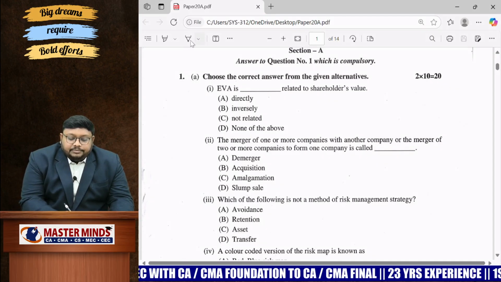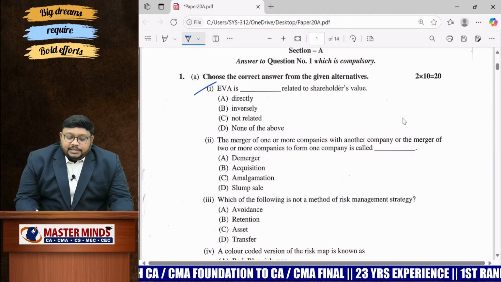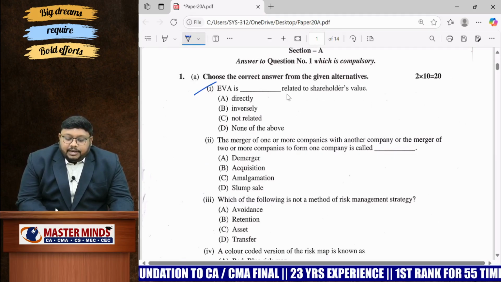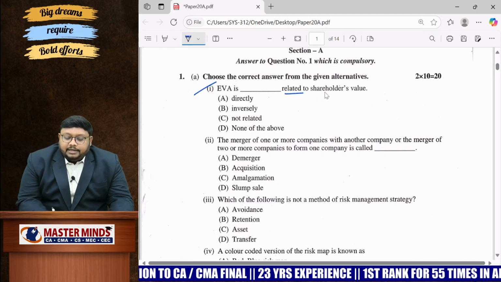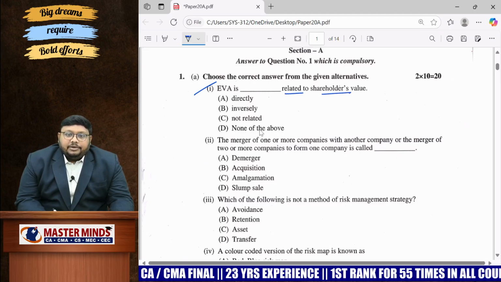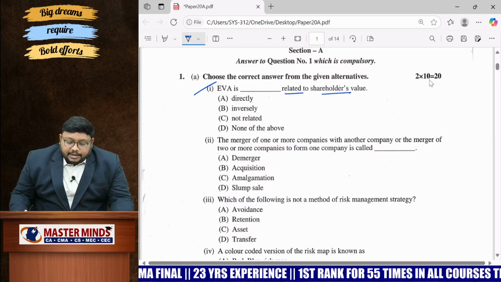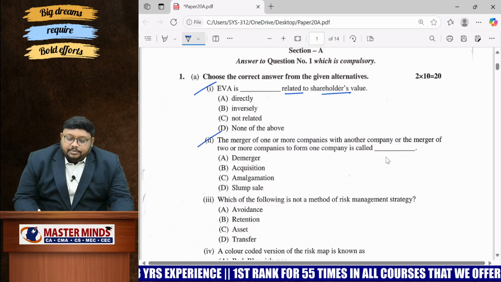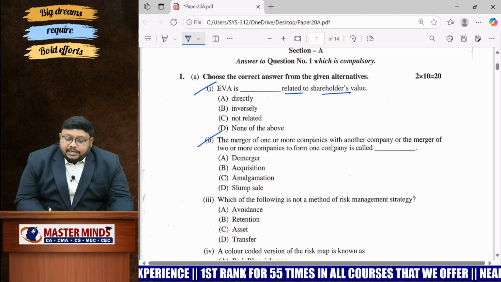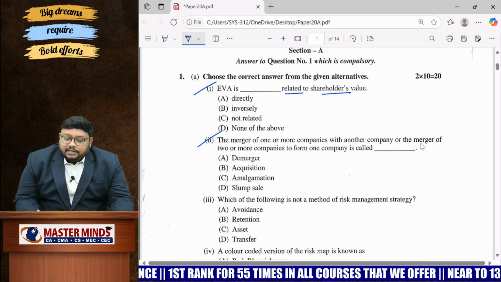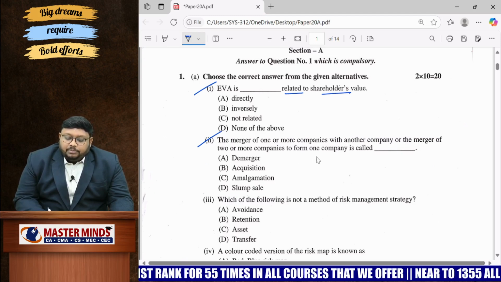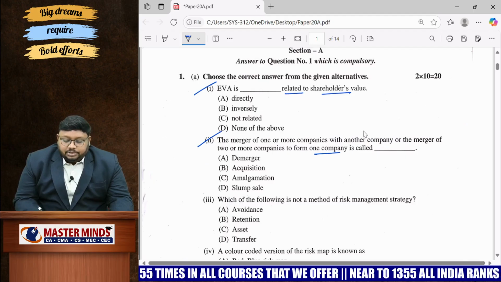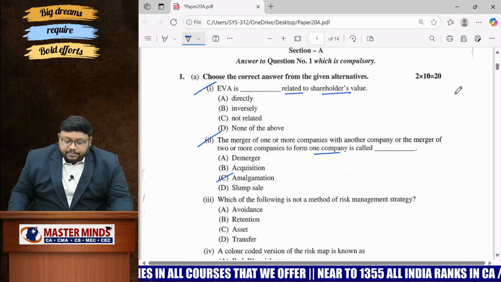The first question is based on economic value added, so directly a theory question. Here economic value added is directly related to the shareholders' value, which is already known. And coming to the next question, the second question is also from business valuation, mergers and acquisitions. They're asking: the merger of one or more companies with another company, or the merger of two or more companies into one other company, what can we call it? If two companies are merged together to form one, it is amalgamation.